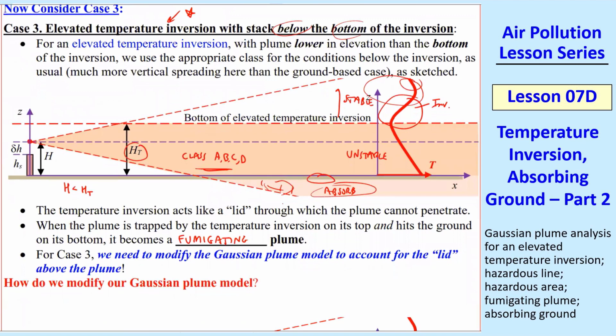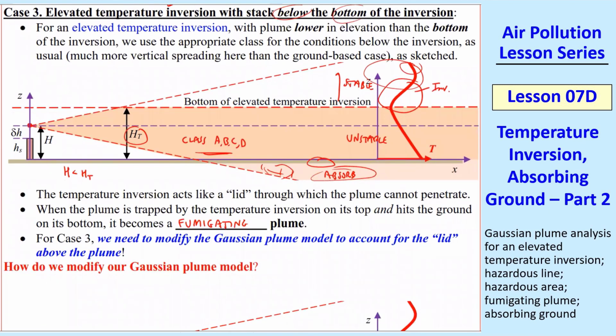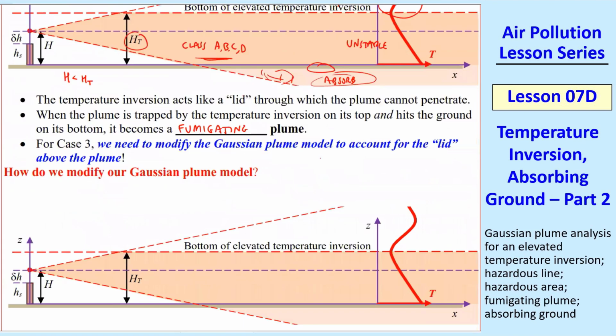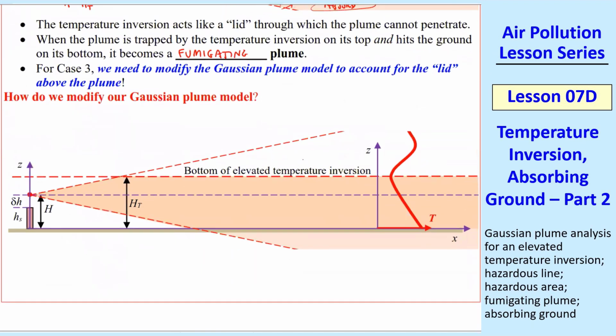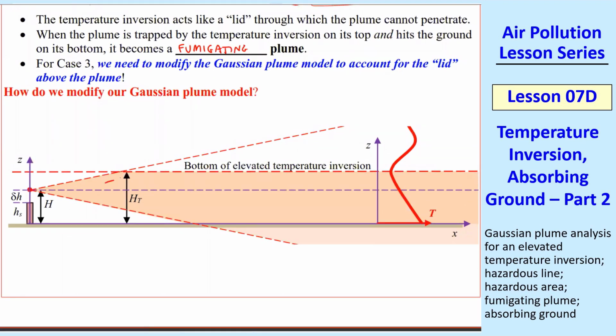But notice here also HT is defined as the bottom of the elevated temperature inversion, where it used to be the top when we had a ground base. So keep this notation in mind. So the question is, how do we modify this Gaussian plume? Well, this acts like a reflection, so we can say that the bottom of the elevated temperature inversion at this height here, it's acting like when we did a reflection off the ground.